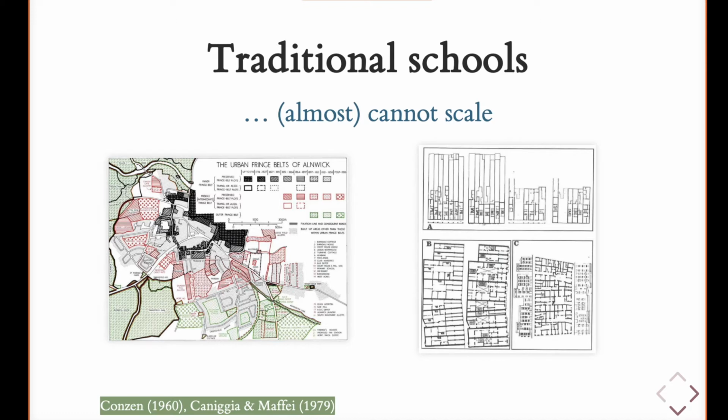Similarly, the work of Caniggia and Maffei or Saverio Muratori in Italian architectural typomorphological school of urban morphology very often starts from the detailed understanding of individual buildings, the architectural detail, which, as we can all imagine, cannot be obtained at scale, let's say, for the whole country. And even if we would be able to get such information, it would produce a huge amount of data we would not be able to process very easily.